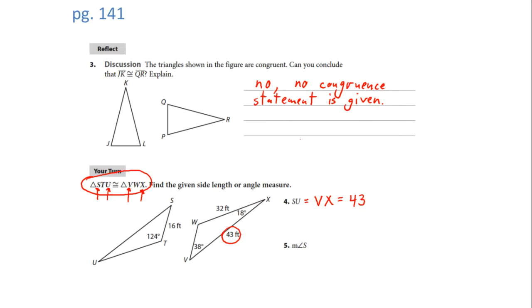And then on number 5, angle S is the first letter of that triangle. So angle V is the first letter of the other triangle. So S is equal to V. Now looking at my picture, angle V is 38 degrees, so angle S will also be 38 degrees. Notice I'm not relying on, oh, well, let's see, what's in the upper right-hand corner, what's in the lower left-hand. I'm not looking at that at all. I'm looking 100% at the congruence statement because that's what tells me what matches up with what else.